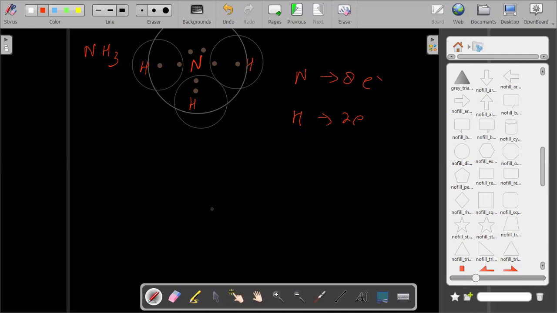As homework, you can try to make the covalent bond formation in methane, and in, what shall I give? MgO, magnesium oxide. Try these two to form the covalent bonds.